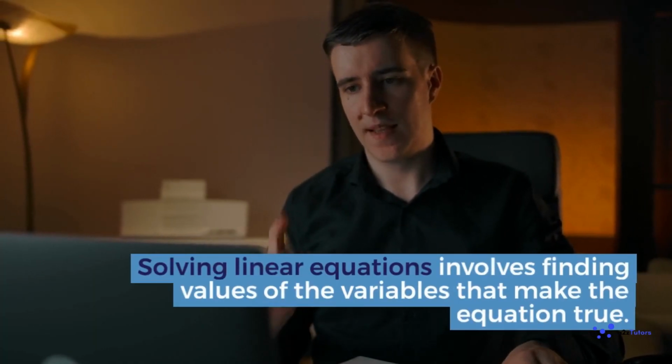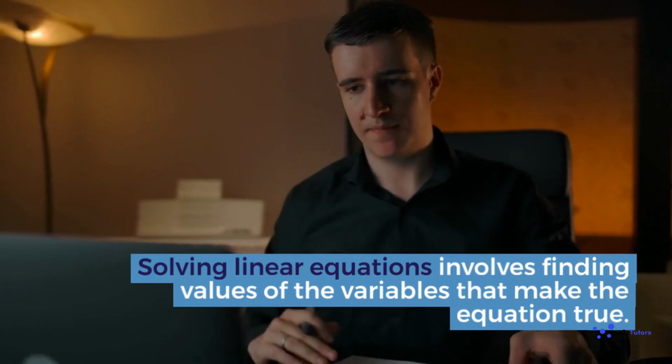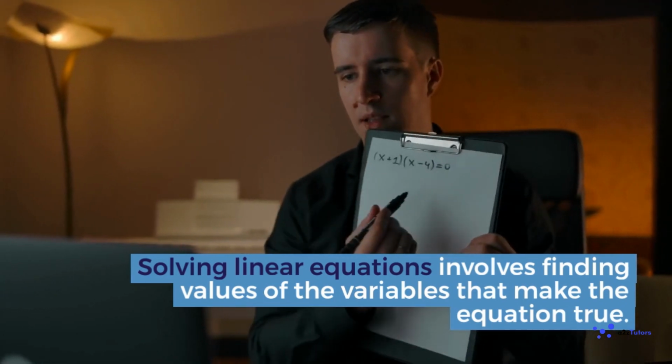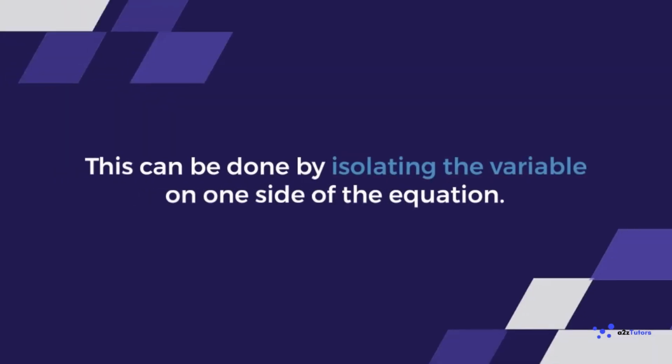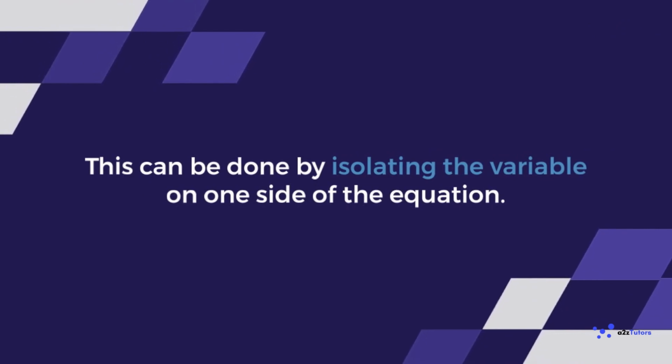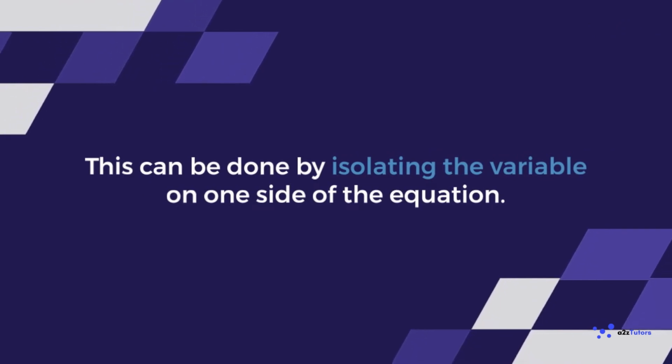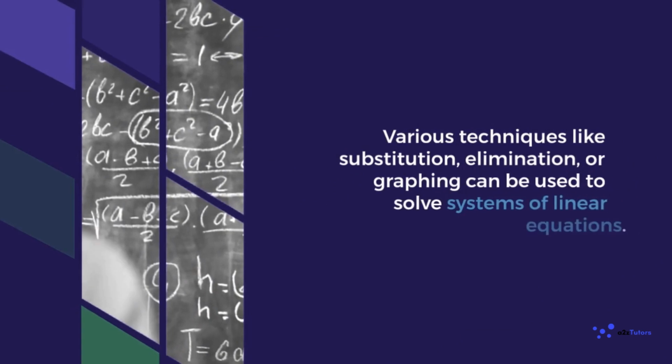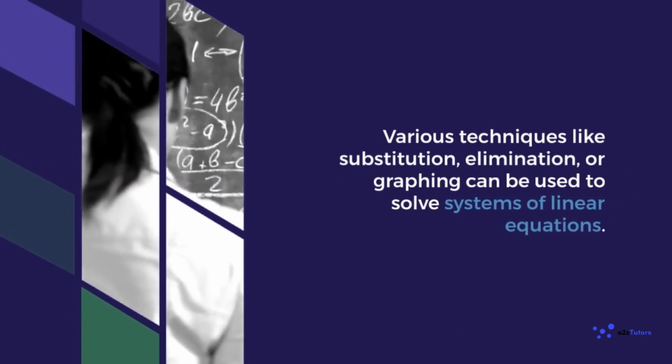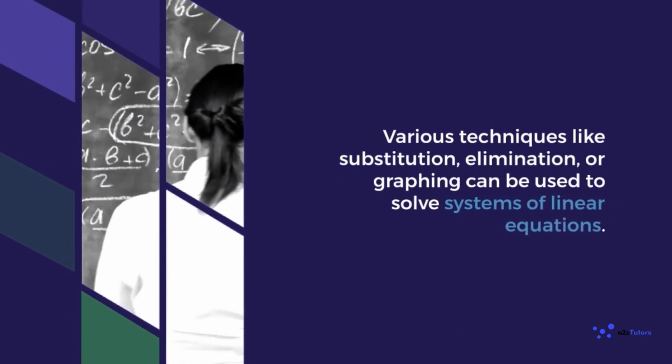Solving linear equations involves finding values of the variables that make the equation true. This can be done by isolating the variable on one side of the equation. Various techniques like substitution, elimination, or graphing can be used to solve systems of linear equations.